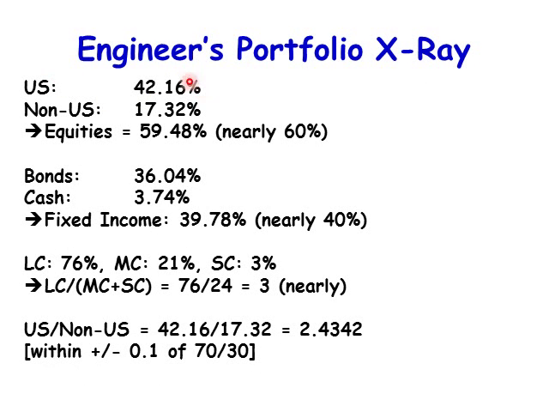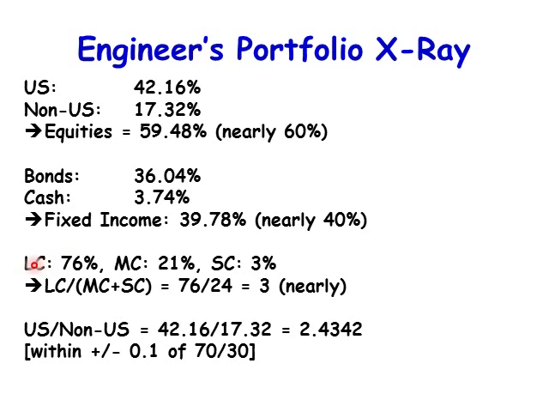US is 42.16%, which we were looking for 42%. That's close enough. Non-US is 17.32%, and we were looking for 18%. And equities is 59.5%, which is nearly 60%. Bonds are 36% and cash is 3.74%, which makes fixed income 39.78%, which is nearly 40%. So the 60-40 part matches.